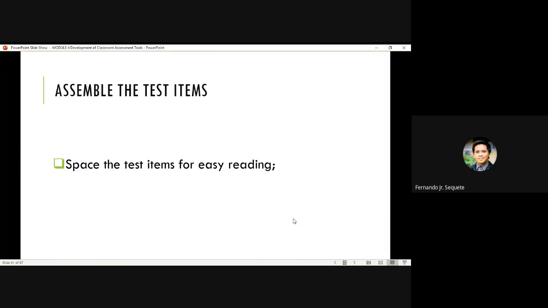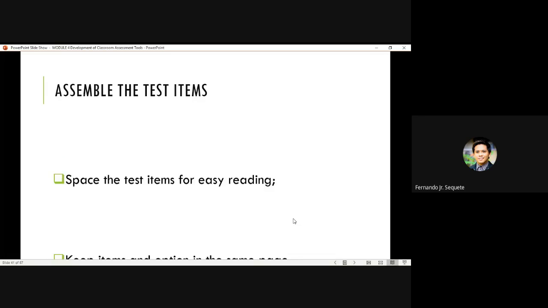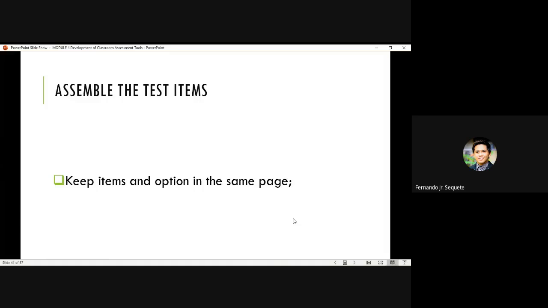So let's just run through before we end. Next, space the test items for easy reading. Technically talaga, meron talagang space per test item para hindi siya nagdodoble kung titingnan. Keep items and options in the same page. Huwag puputulin. So ito yung isang rule natin na gagawin.